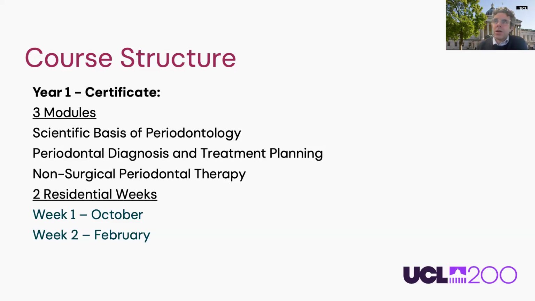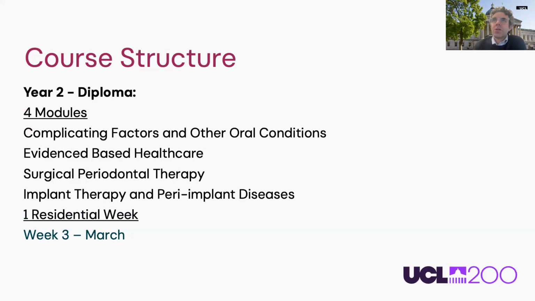There is a large part of the material that is covered online. Then during the residential weeks, there are opportunities to practice some of the essential skills that we train on models, plastic models or animal models. Year 2 is articulated in 4 modules, and again we will go through these modules to give you an idea of what they cover. Year 2 has 1 residential week, which is normally delivered in March.